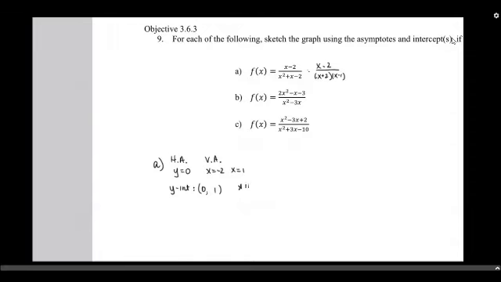Now the x-intercept you find by letting y equal 0. And remember, in this case, f of x is y, so y equals 0 or f of x equals 0. And a fraction like this only equals 0, as we talked about in class, when the numerator equals 0. So what makes x minus 2 equal to 0? That would be positive 2. So the x-intercept is positive 2.